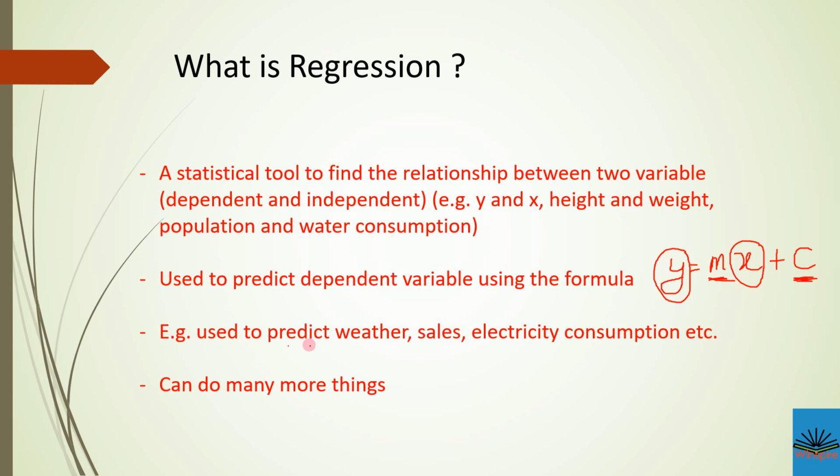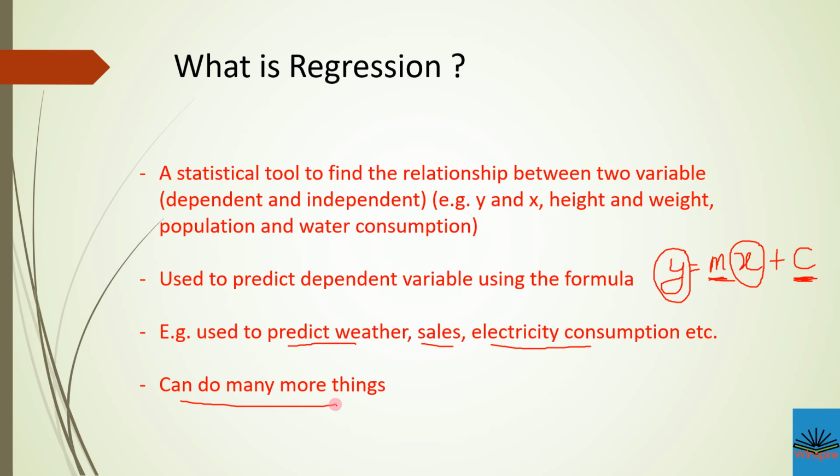Regression is also used by the meteorological department to predict weather. Obviously there will be so many other variables. Now we are only talking about one independent variable, but there can be many independent variables. It can also be used by business to predict sales. It can be used by electricity companies to predict electricity consumption, and it can do many more things. So it's always useful if you know regression.